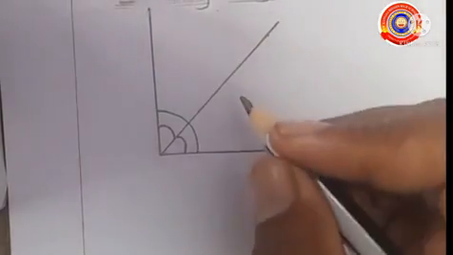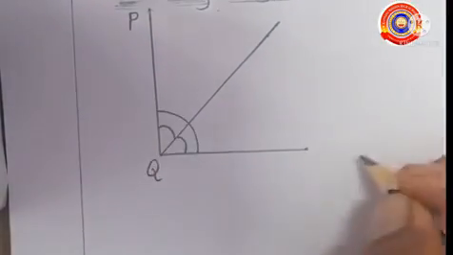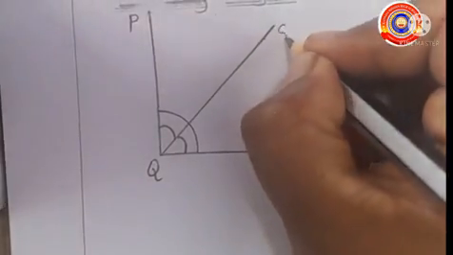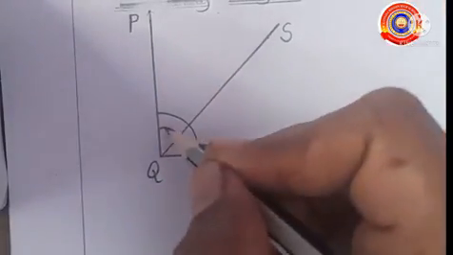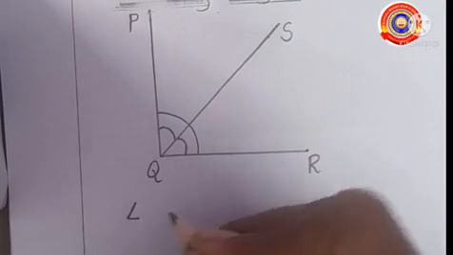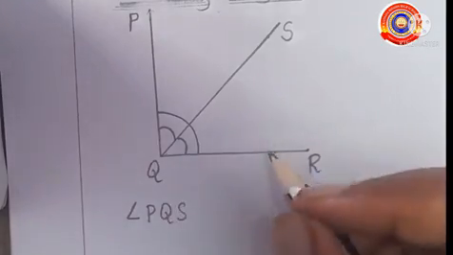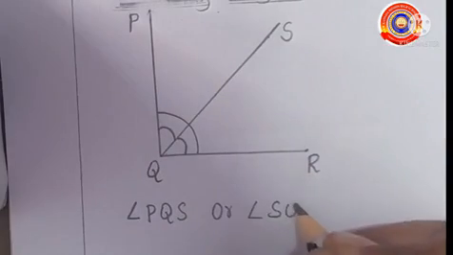Next, let's name these angles. For that, we have to place the alphabets. Here we use the alphabets P, Q, R and S to name these angles. What's the name of this small angle? Angle PQS. In other way, we can name this angle as angle SQP.